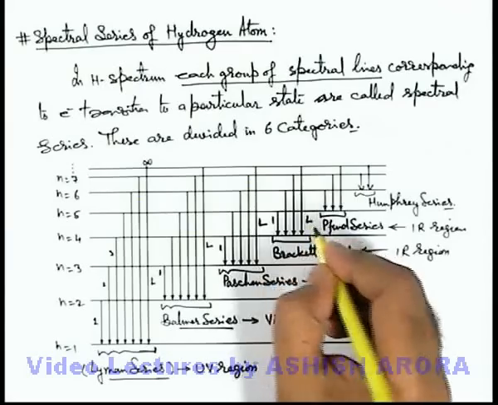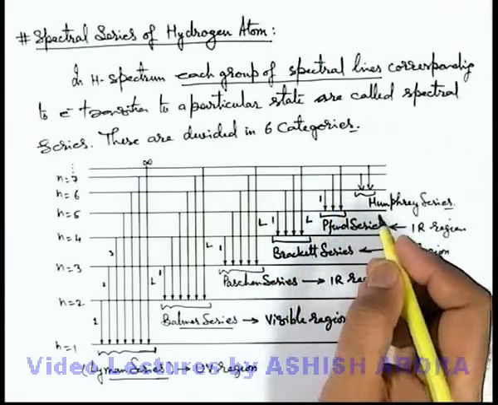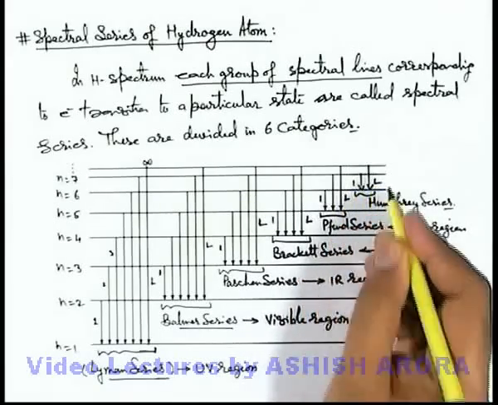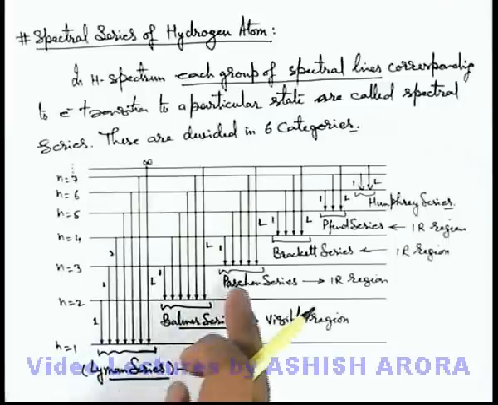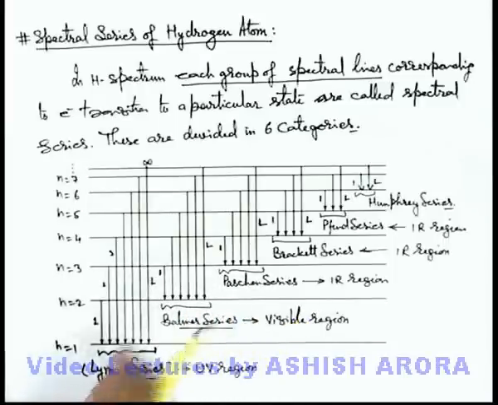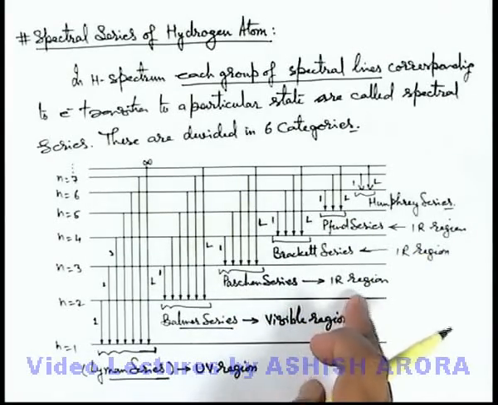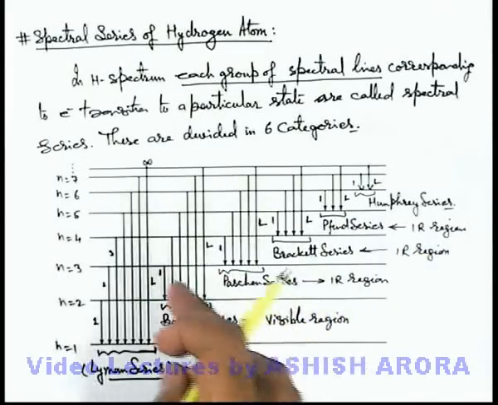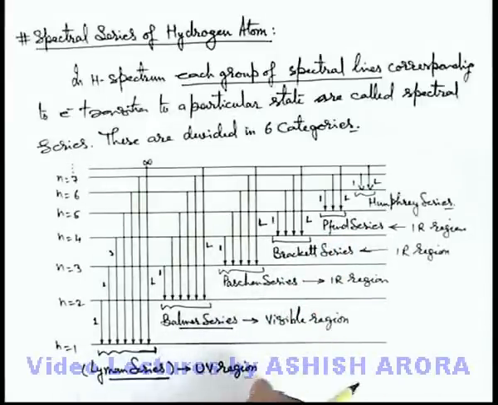Similarly, the last line of Brackett will overlap with the first line or initial few lines of the Pfund series and so on. So in this situation, we can see that initially three series are separated from each other. Then onward the series have overlapping in the infrared region. Let's discuss the first and last line of different spectral series separately also.